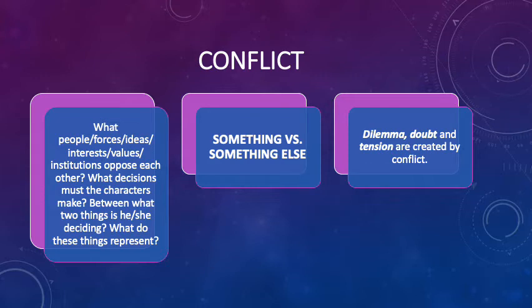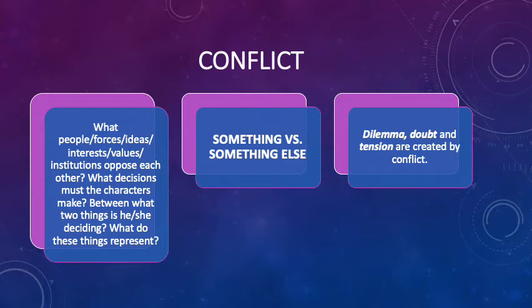And in high school, you might have heard man versus man, man versus nature, man versus himself. But we want to get more specific. What are the particular forces in the story that are working against each other? What two particular people are opposing each other? What forces do they represent? What ideas or interests or values are opposing each other? Institutions. What decisions are the characters making?